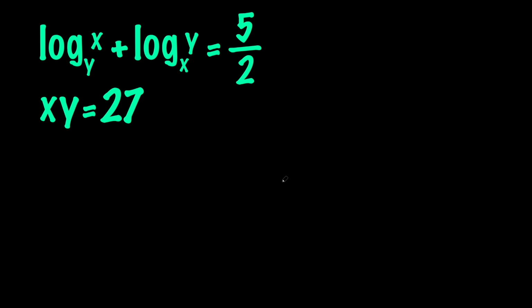So first of all, let's start with the first equation and try to find a relation between x and y. To do that, we need to use the substitution method. So let's say that u equals log x with base y.